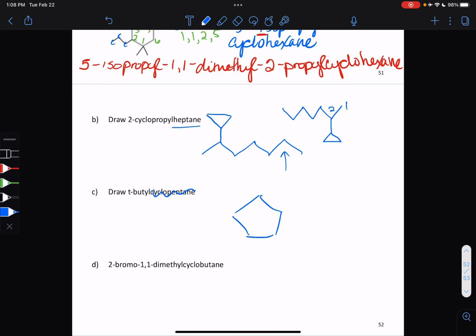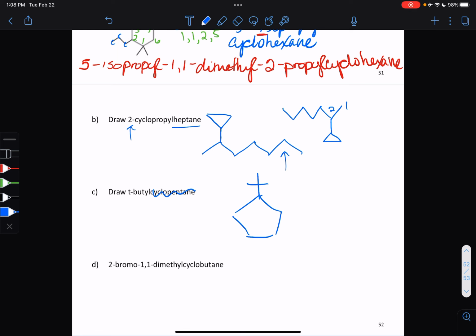Okay, so up here we had to put the 2 because we had a straight chain as our parent. If you didn't indicate where the cyclopropyl was located, we wouldn't know. All right, now t-butyl, that one's really easy. It just looks like a T, and you can put it anywhere on your cyclopentane. You can put it at the top, and then it looks like a Christian church, or you could put it on the bottom, one of the bottom carbons if you want. That's fine too. That's what t-butyl cyclopentane looks like.